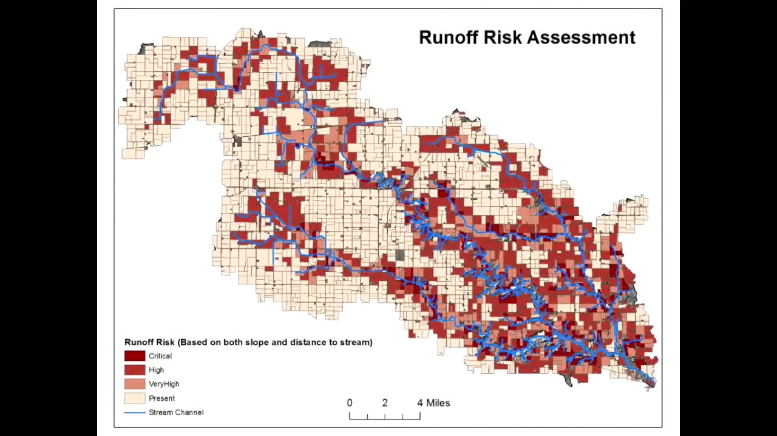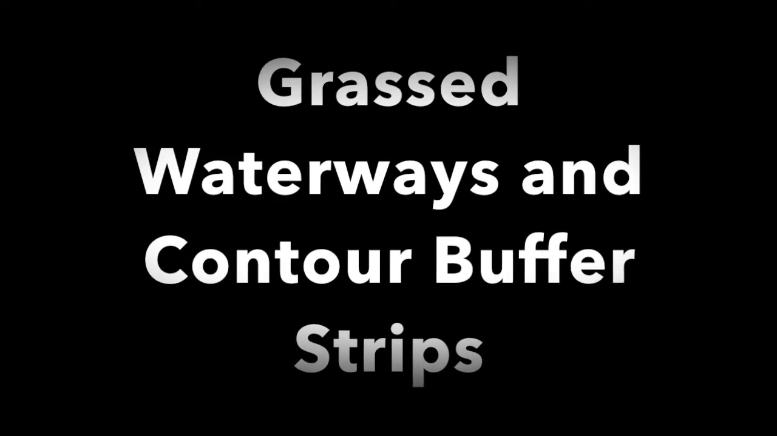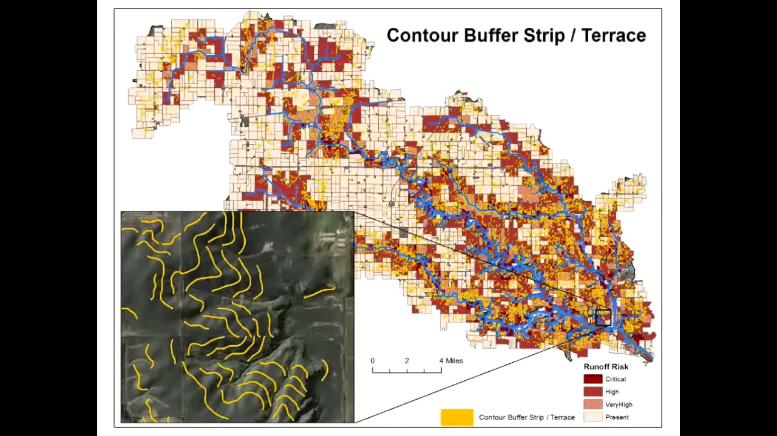And then a couple of those practices that we might place on this landscape, maybe focusing on those particular fields that are steep and near the stream, would be contour filter strips and then grass waterways. So we have tools for each of those. Here's a placement of grass waterways among those fields, and then contour filter strips. This tool will actually vary the distance between the contour strips based on the slope steepness, following NRCS technical guidance.